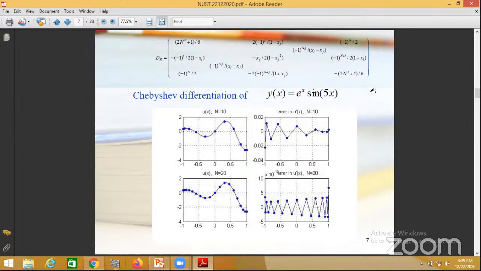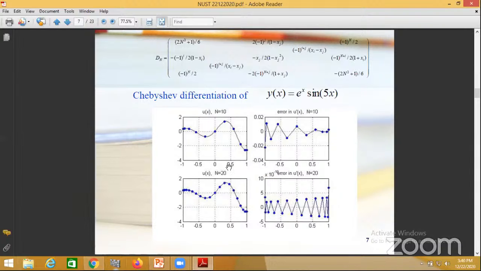Now we will check how accurate this differentiation matrix is. For this purpose, we have taken the example of y of x is equal to exponential of x sine of pi x. For n is equal to 10, we take the derivative of this function by using the Chebyshev differentiation matrix, and the graphs of both the exact and the numerically computed derivative are drawn. And we check the accuracy or error in u prime of x for n is equal to 10. The error is less than 0.04.